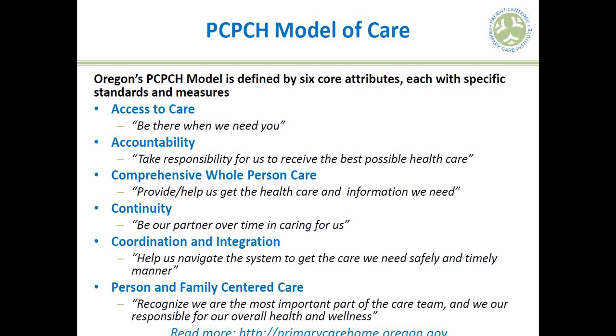Before I hand things over to our presenters, I want to briefly review the Oregon Patient-Centered Primary Care Home Program's model of care, which includes 6 core attributes that are listed here on your screen. Each attribute includes specific standards and measures, and practices attest to these in order to become a recognized primary care home. You can visit the PCPCH program website at primarycarehome.oregon.gov for more information on the standards and becoming recognized.